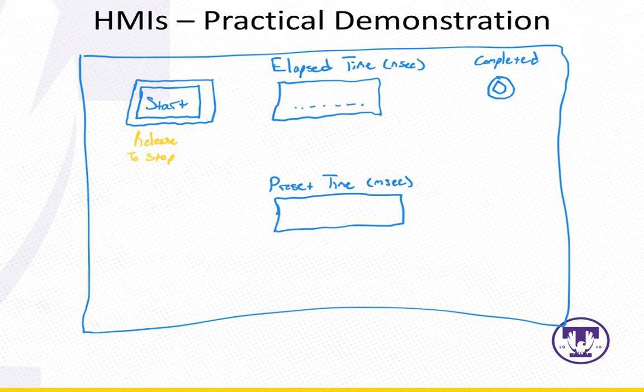So that's how this will work. When someone uses this page, they'll press this button and this time will begin to accumulate. And then when this time is greater than or equal to this time, this completed light will come on. And what we'll do is at the bottom of this page, we're going to put another text box and say, this page demonstrates TON functionality.